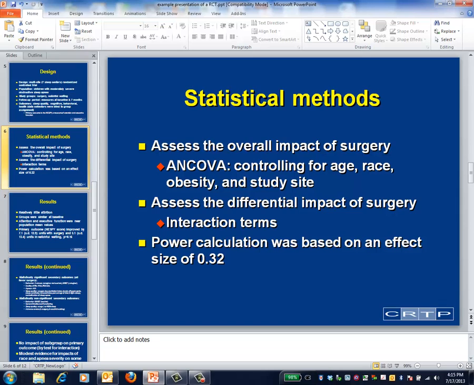The primary outcome variable was continuous, thus the impact of surgery was assessed using analysis of covariance. Subgroup effects, that is, whether the impact of surgery was consistent across subgroups, were quantified using interaction terms within the ANCOVA model. The power calculation was based on specifying a generic effect size of 0.32. This effect size didn't appear to be well justified.